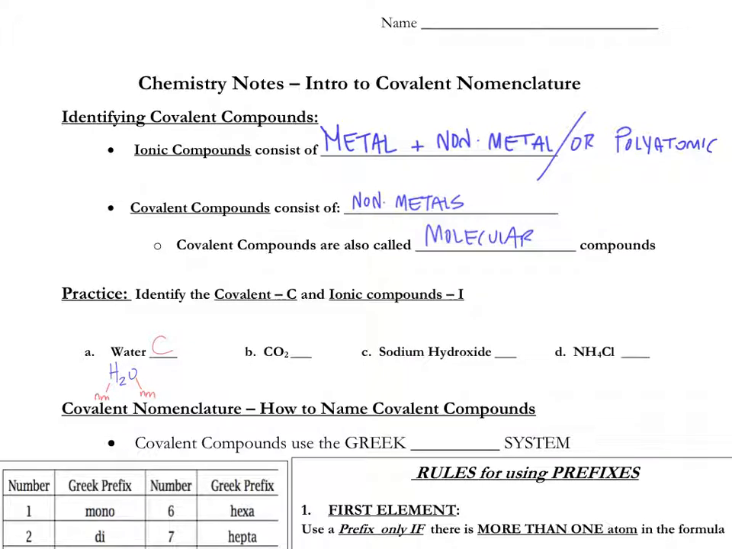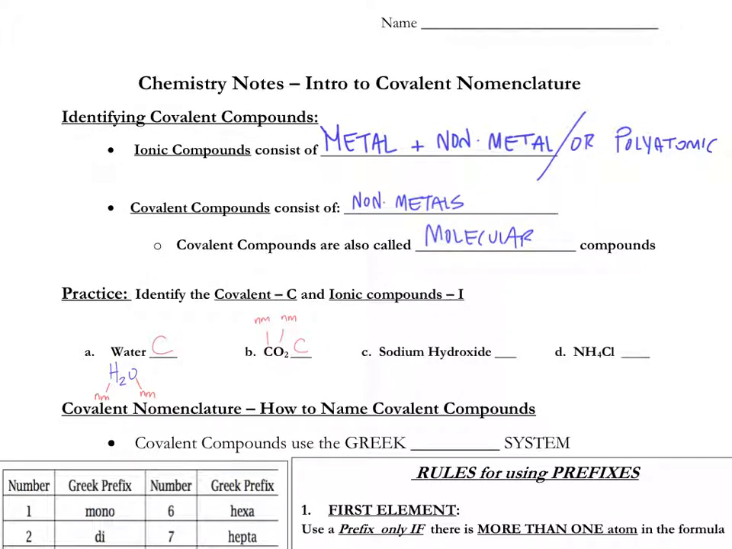When I look at carbon dioxide, carbon is on the right side of the metalloids. It's a nonmetal. Oxygen is on the right side of the metalloids. It is also a nonmetal. So two nonmetals bonded together make a covalent compound.